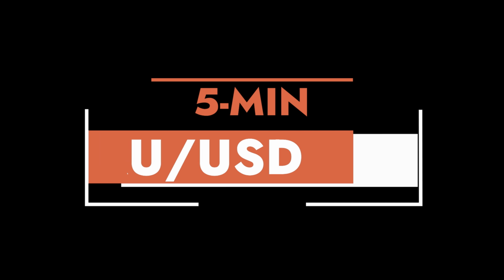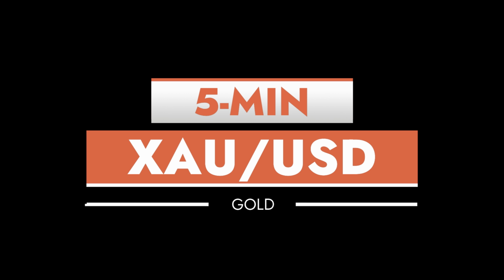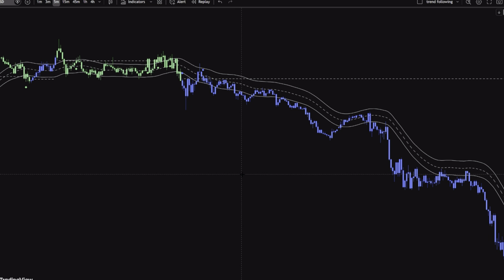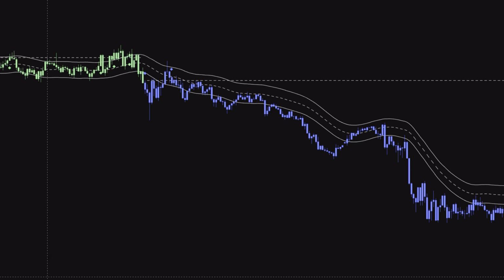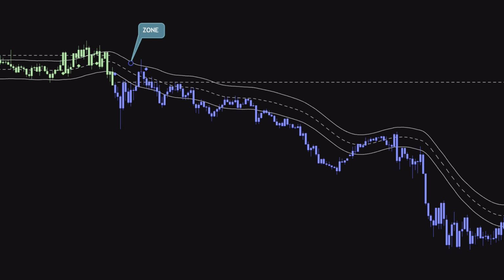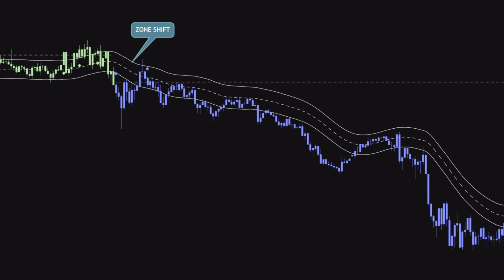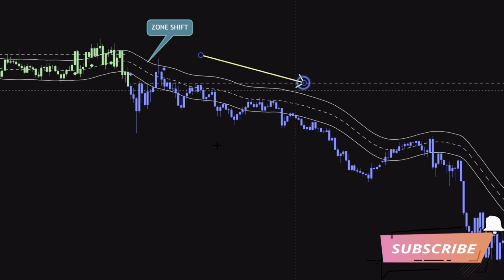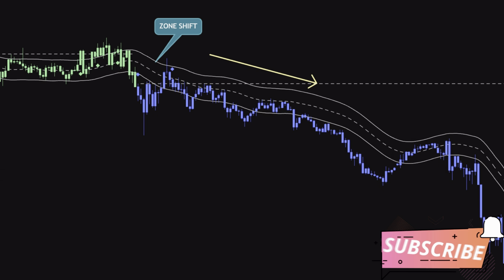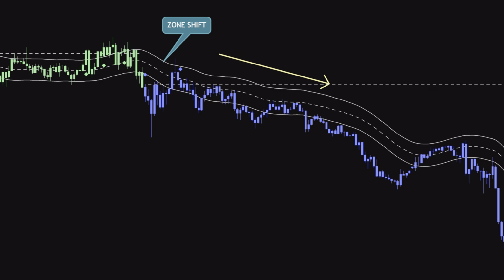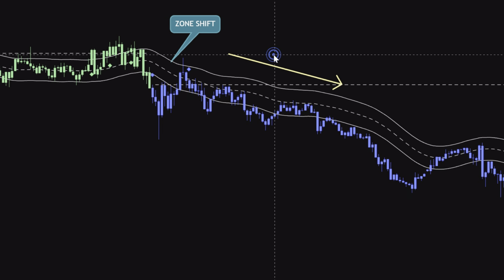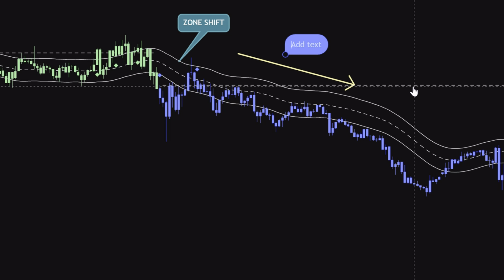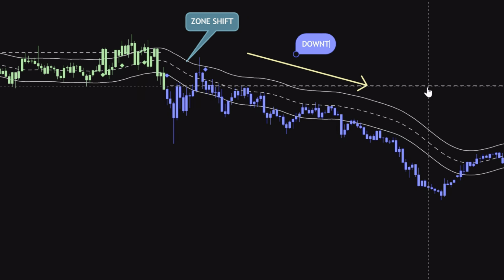Here's the XAU-USD Gold 5-minute chart. The Zone Shift indicator shows that the short-term trend direction is bearish because the candles are blue and the price is trading below the Zone Shift channel. That tells us the short-term trend is down. So we're not looking for buy opportunities. Why? Because that would be counter-trend trading. And that single rule alone can help eliminate a lot of losing trades. We're only trading in the direction of the trend.